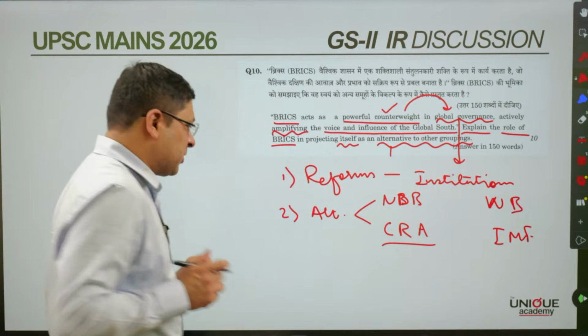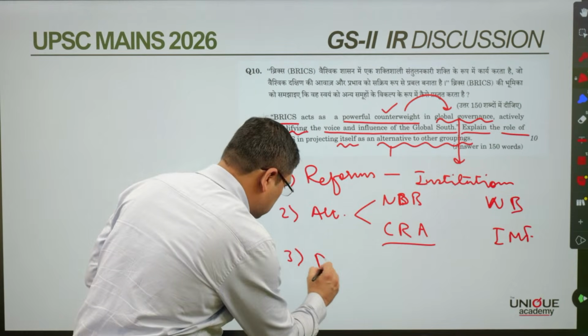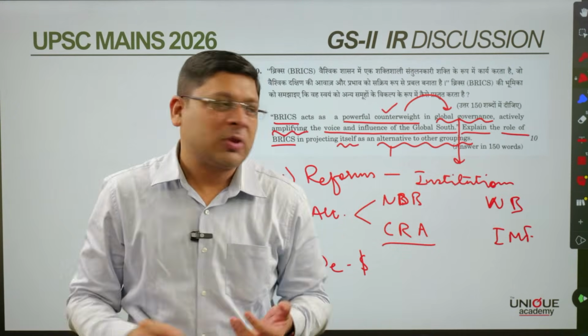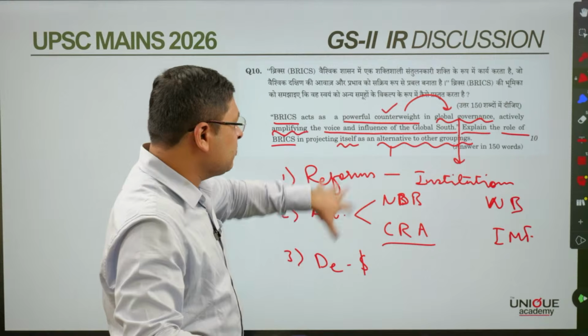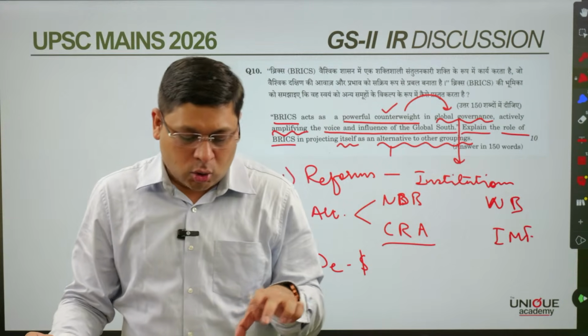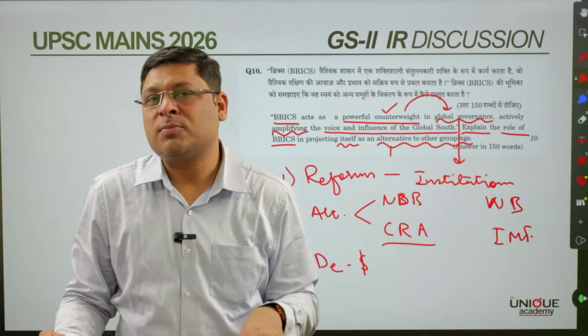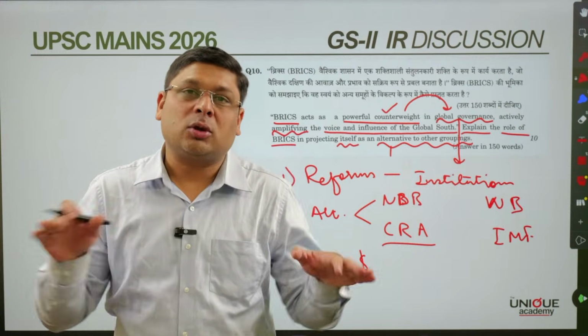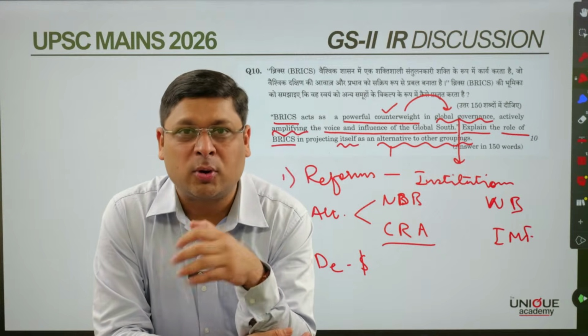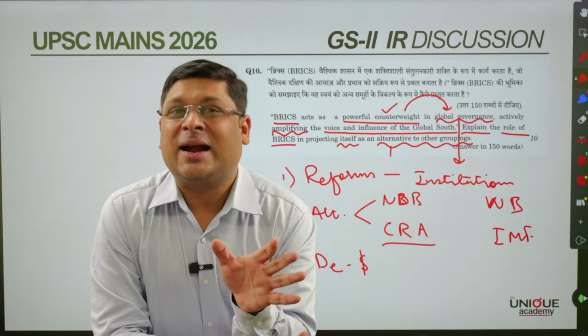That brings the third aspect, that is de-dollarization, right? Again, we have to explain this. At the same time, you add the limitation as well. So no doubt, de-dollarization has been promoted by BRICS countries, but they are not on the same page as such. China and Russia are quite aggressive about de-dollarization. India has not been that aggressive, right?